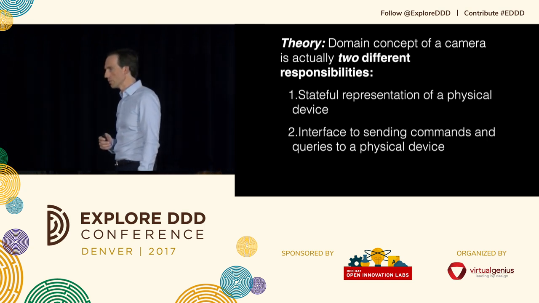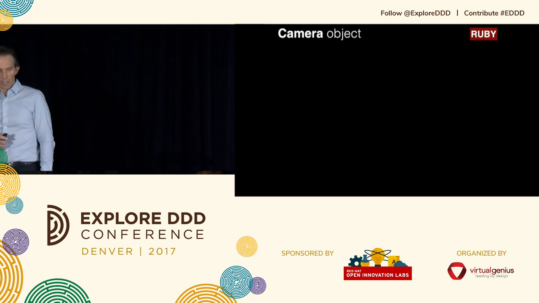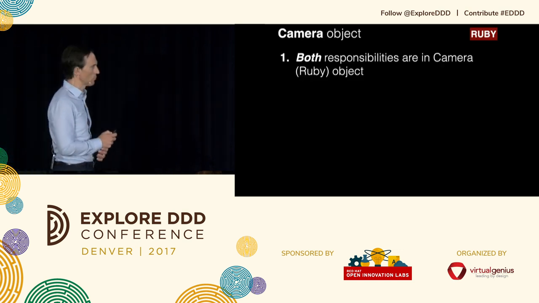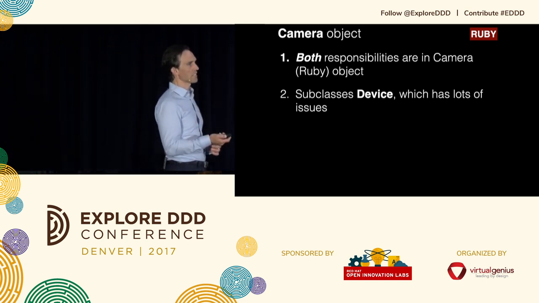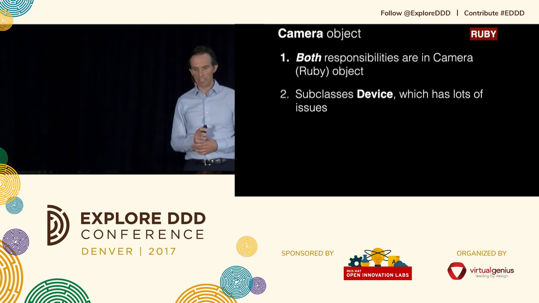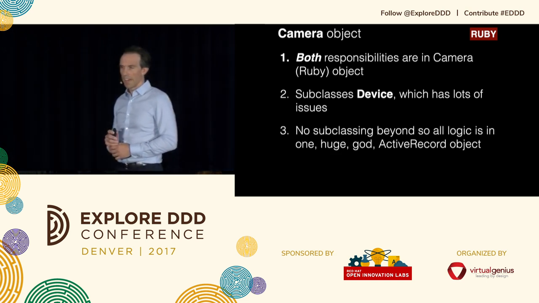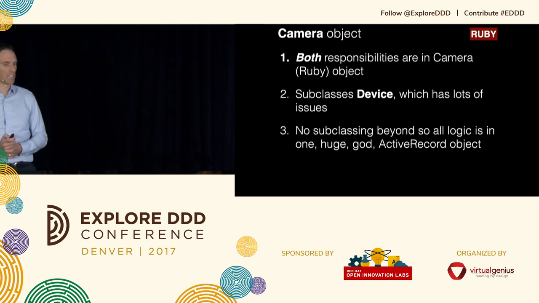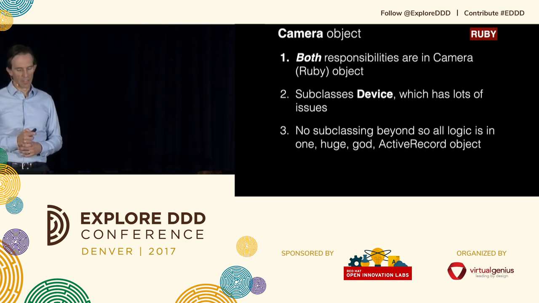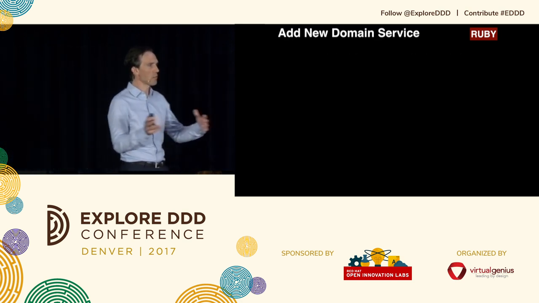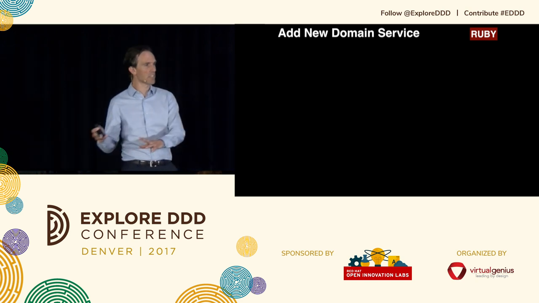So we said, well, what could we do about that? We have this camera object on the Ruby side. Both responsibilities are in the camera. Not only that, but it subclasses device, which brought a whole bunch of baggage with it in terms of the hierarchy. And then because this is Rails, we've got this huge God object for camera. So what did we decide to do? Well, rather than change camera first, we decided to add something new.